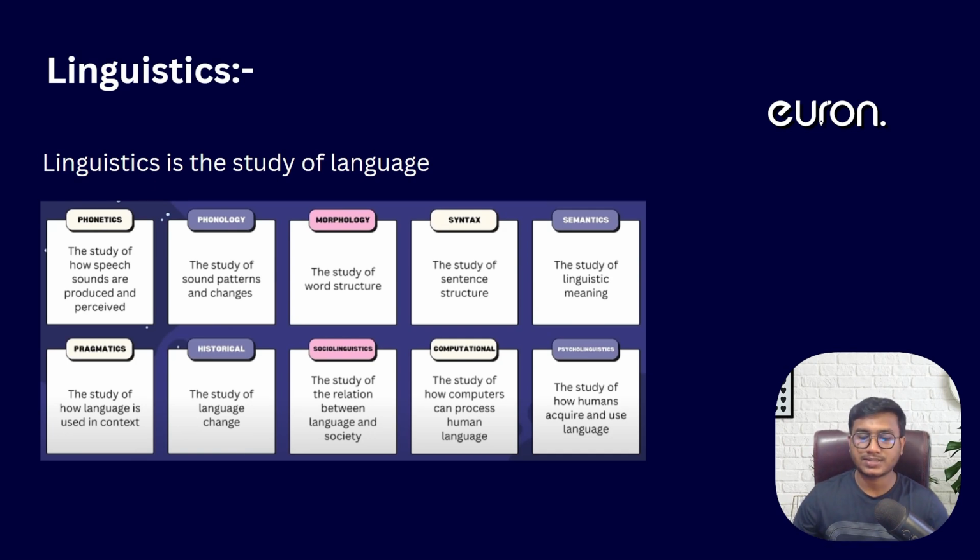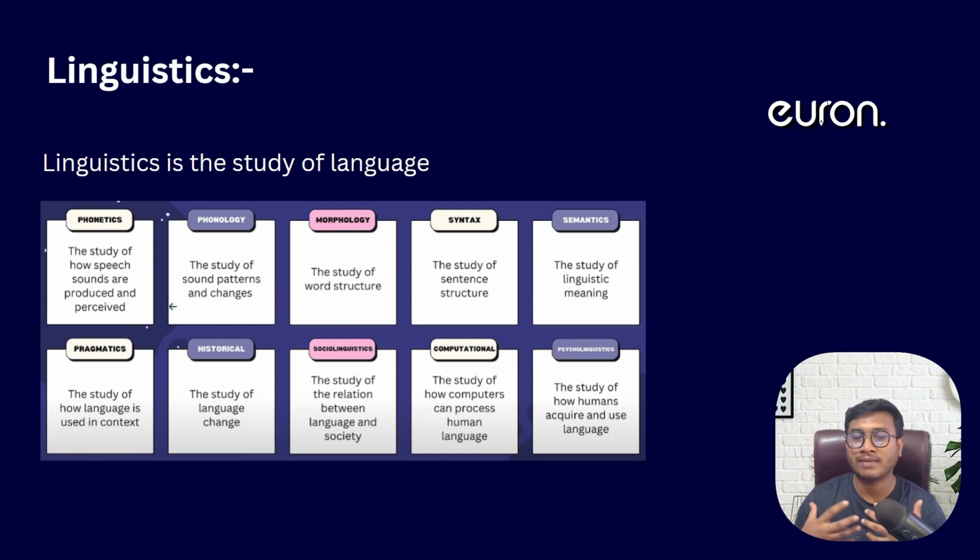That means whenever you are studying any kind of language, let's say the English language, inside English you have some kinds of linguistics. Okay, what kinds of linguistics? You can see phonetics is there. Phonetics means the study of how speech sounds are produced and perceived. Then there is another one called phonology, the study of sound patterns and changes.